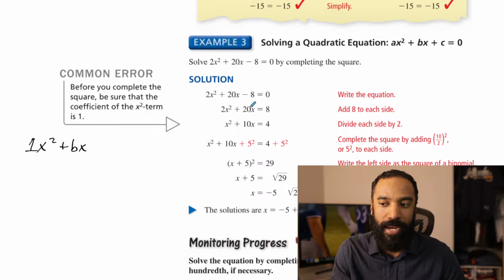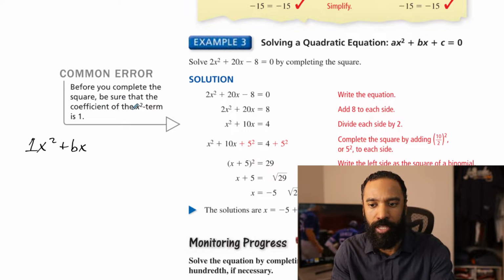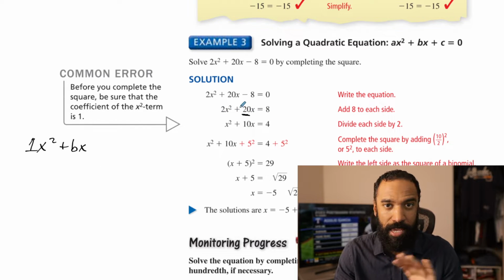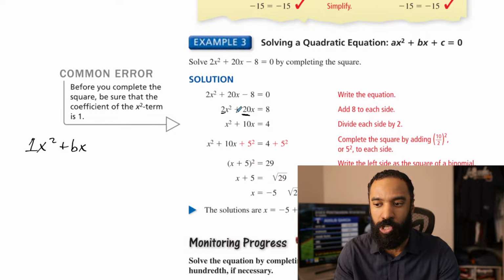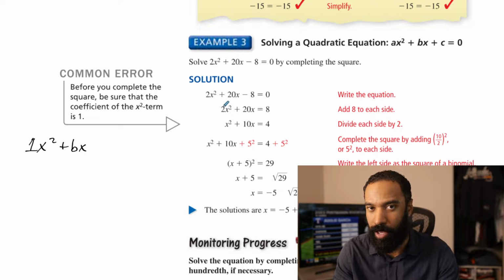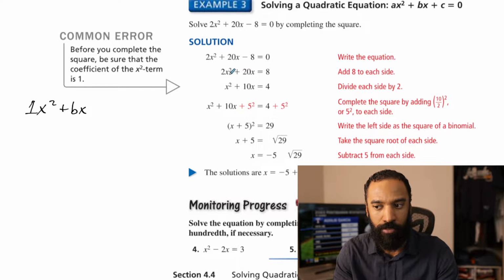Right now, I'm not going to take 20 divided by 2 and square it. I think that's what they're saying. Common error. Before you complete the square, be sure the coefficient of the x squared term is 1. I can't take 20 divided by 2 and square it. If I did the tile basis thing, this isn't going to make a square out of it because this is a 2. We need to make that not a 2, and we are going to force the 2 out at all costs. The very fact that everything can divide by 2 makes this very much easier for us.